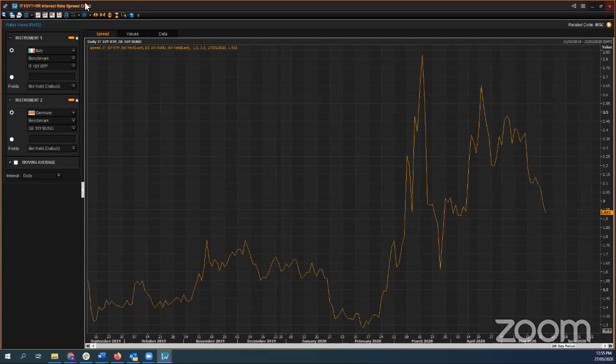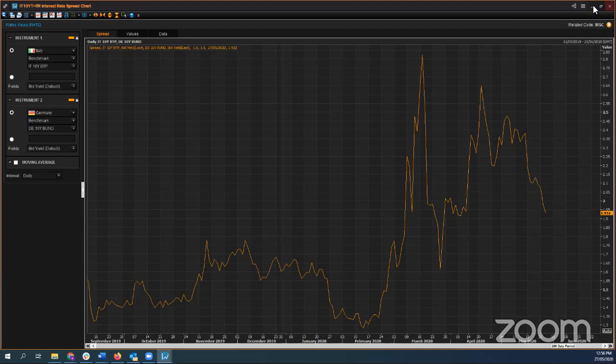I'm not sure what it's called. Just try and type in your search bar, interest rate spread chart, and it should give you something like this. There's also a related code. But if you can't find it, just let me know in one of the Q&As, and I can just quickly do a video for us on how to find it. And then you can basically just type in the exact one that you want to be looking at.